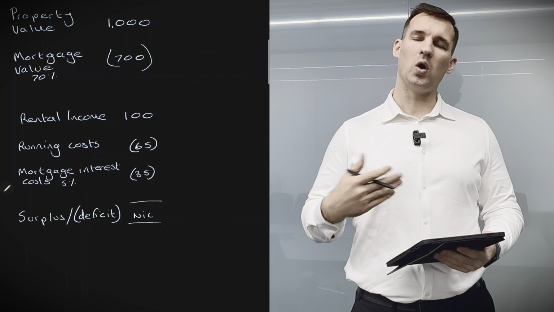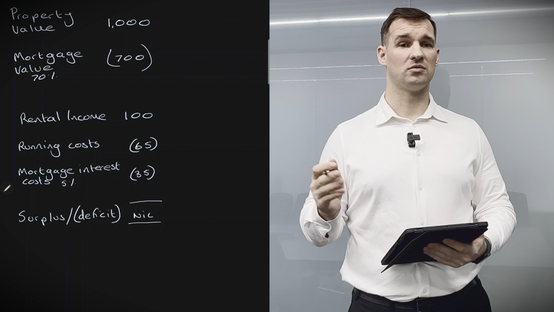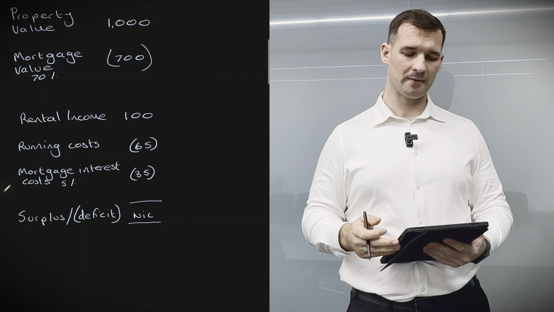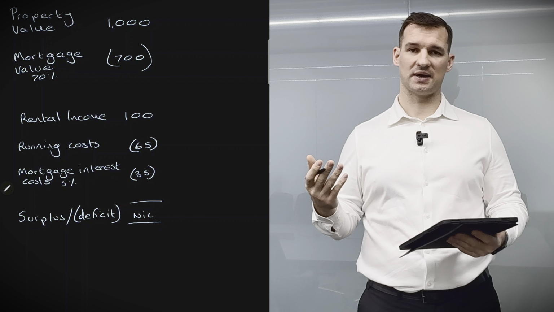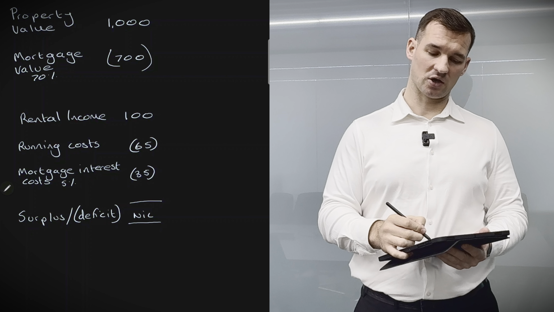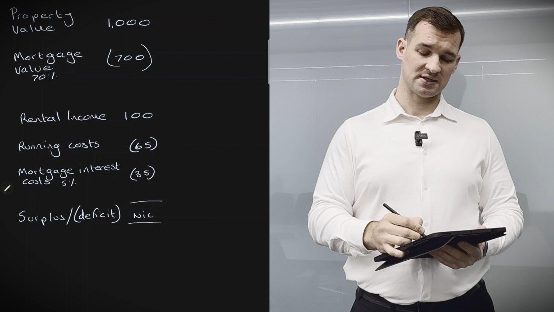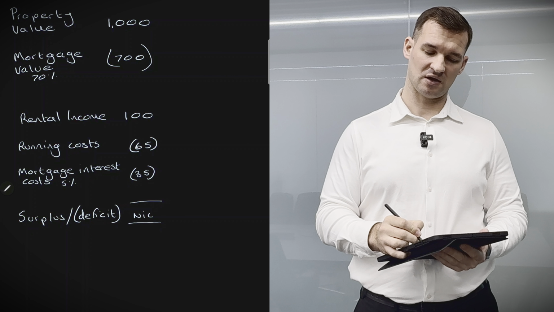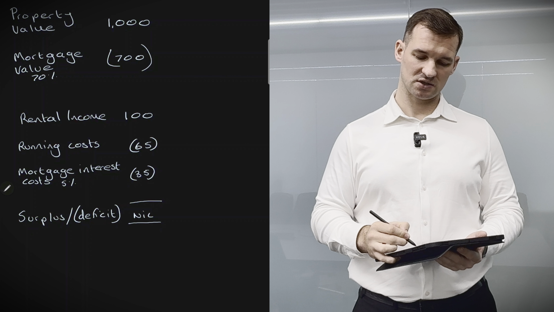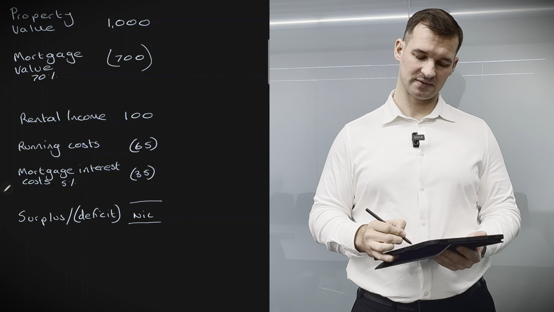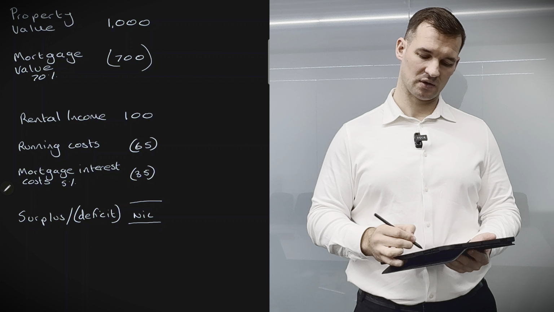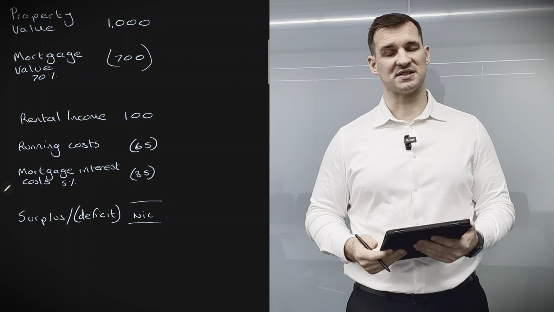Now, what if in that year you need to increase the running costs because something isn't going well or isn't going correctly? Let's say you increase your running costs by 10%. What would happen then? Well, you still have £100 income. You now have £71.50 of running costs. Your mortgage costs are still the same at 35, which means you now have a deficit of £6.50. You need to fund that deficit somehow.